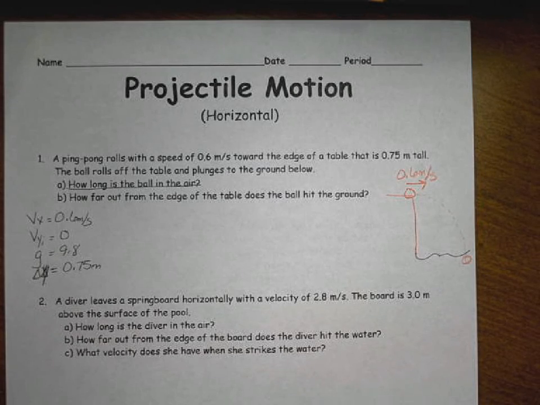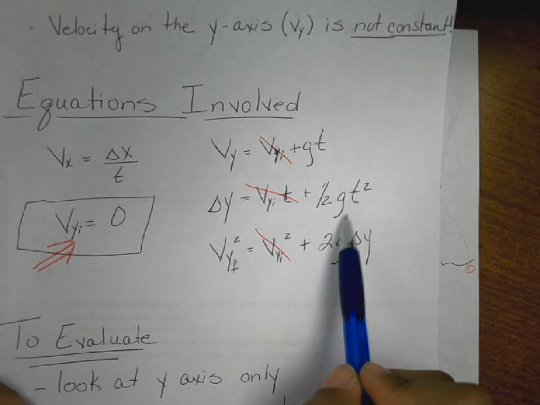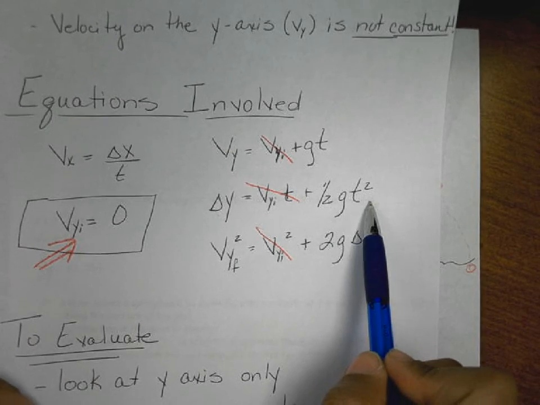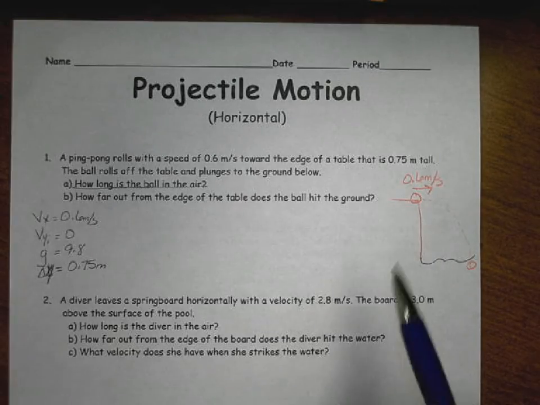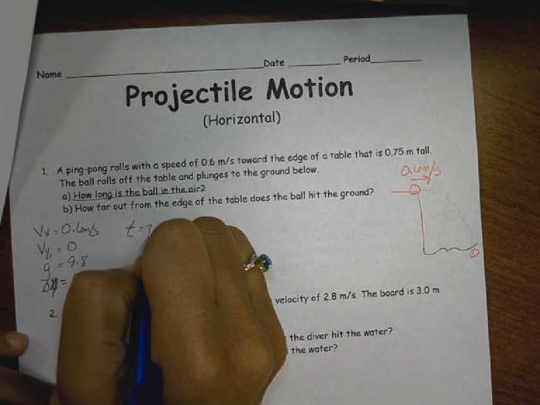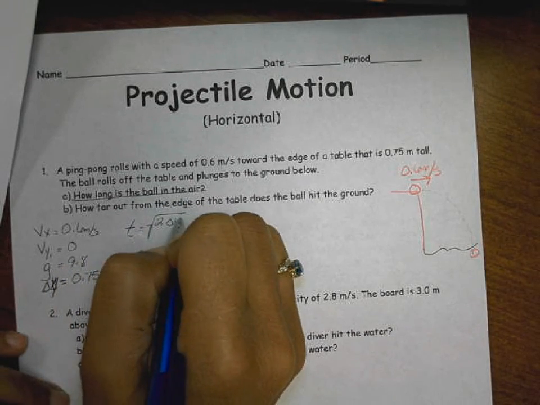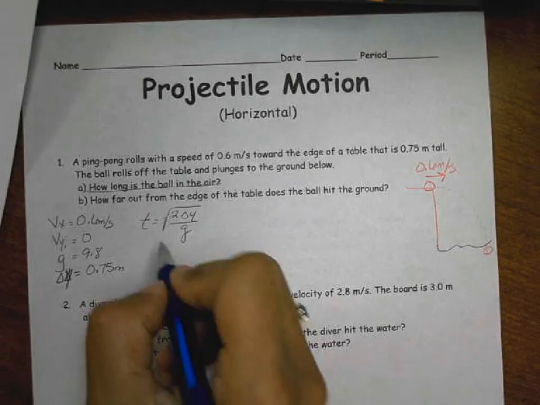We're looking for time. According to my equations, I have a height, I know gravity, I'm looking for t. Let's use this one and rearrange it. When we do, we get t is equal to the square root of 2 delta y over g. This should all be reviewed. None of this is new. Really, none of it should be new.